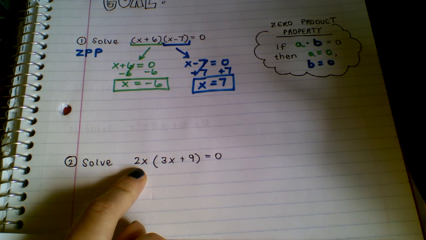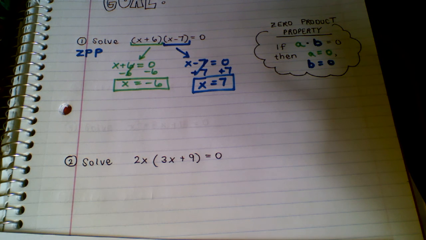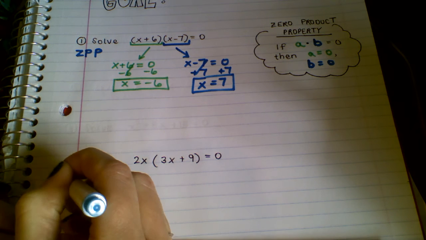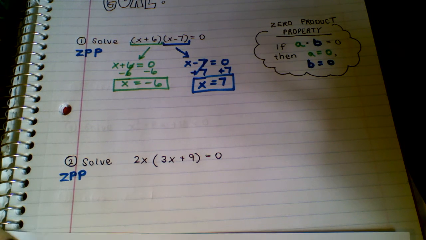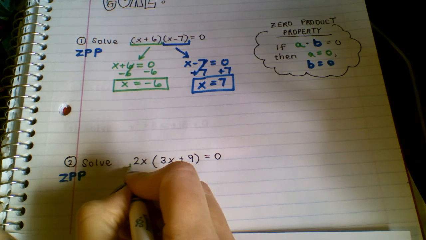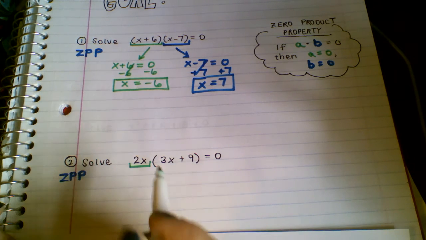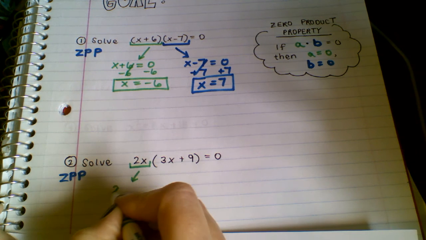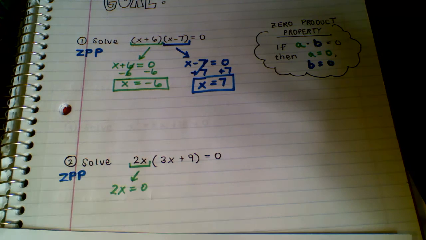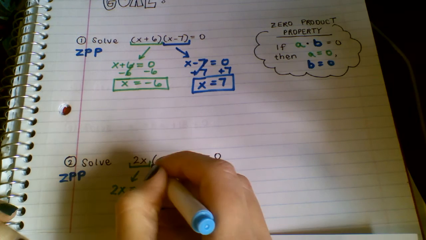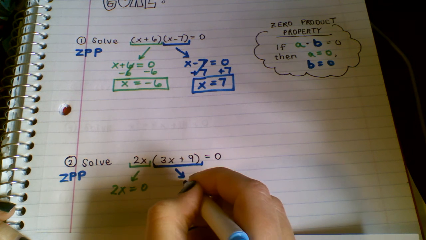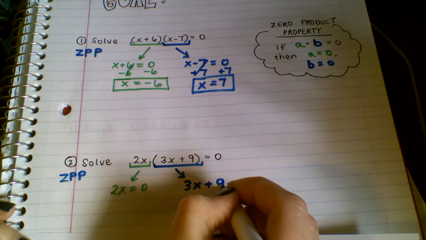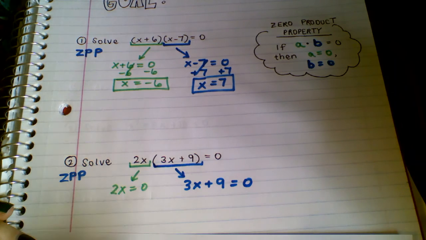To solve number 2, we use the same steps that we did in number 1 with the zero product property. My first expression, which you can call A, is just the 2x. So we'll set that equal to 0. My second expression, the B, the second product, is 3x plus 9. Set that equal to 0.